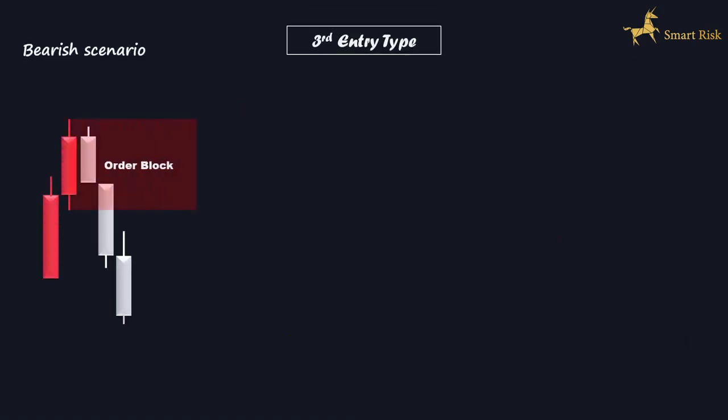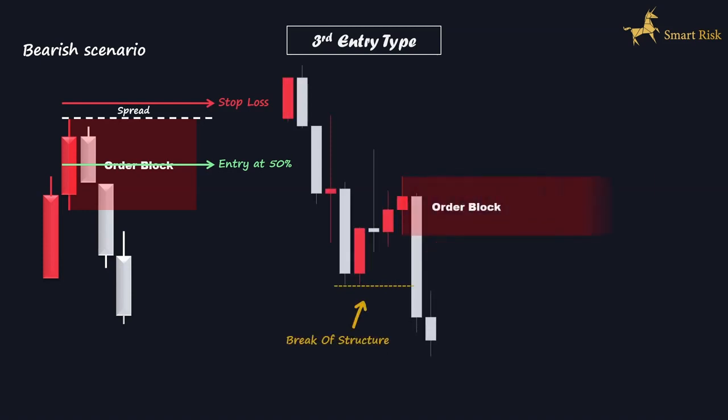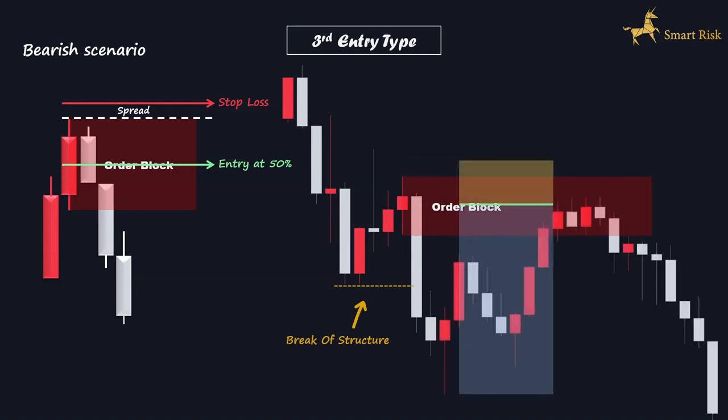The third type of entry, which I personally prefer and utilize more frequently in my trading plan, involves placing the entry at the midpoint of the order block zone once a valid order block is identified. In the case of a bearish scenario, the stop loss is positioned a spread size above the highest point of the order block. This entry type offers a reward-to-risk ratio that is at least twice as large as the regular entry types mentioned. This is due to the refined entry point and the smaller size of the stop loss. This is precisely why this entry type holds a special place as my favorite approach. By employing this approach, we can potentially enhance the profitability of our trades while effectively managing risk.